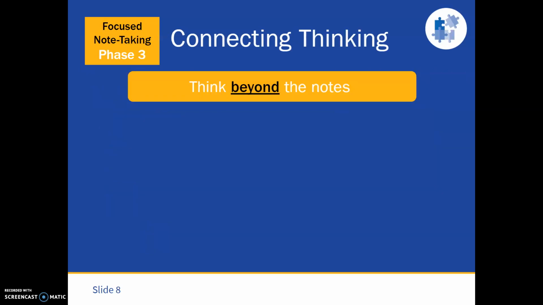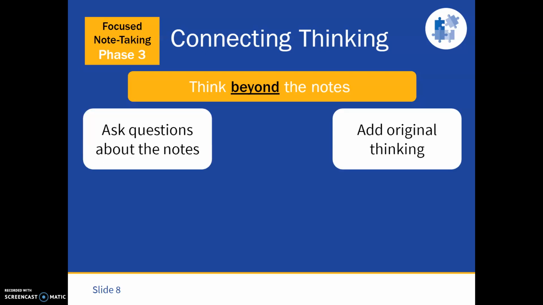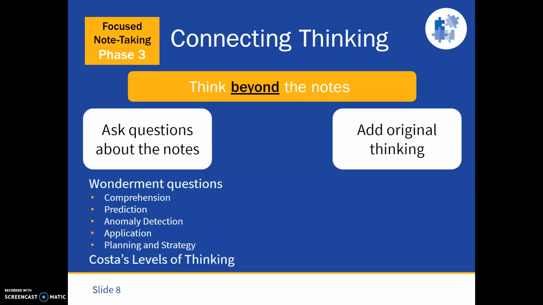Phase 3 is connecting our thinking. This is the fun part for me, because I want to think beyond the notes, and I want to ask questions, and I want to add original thinking. So when we ask questions about the notes, we look at wonderment questions. So comprehension, prediction, like predicting what's going to happen, and anomaly detection. Is this something unique? Application, using your information in the real world.